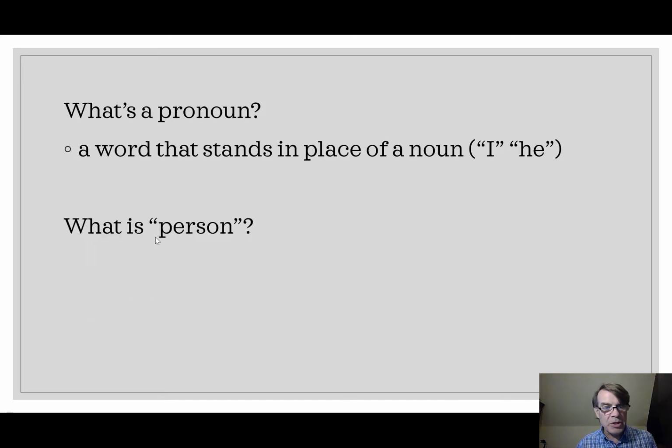What is a person? I haven't mentioned person, but we might talk about I as a first person pronoun or he as a third person pronoun. And if you haven't studied another language before, you might be saying, what are you talking about? So let me give you a little primer here on person in languages.